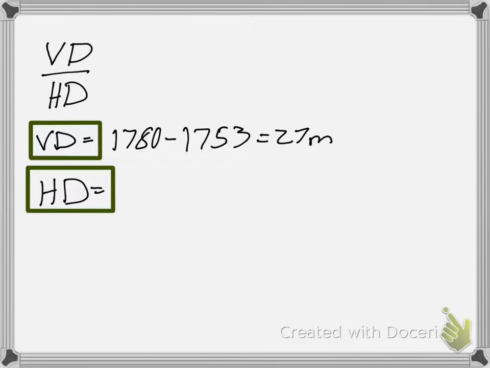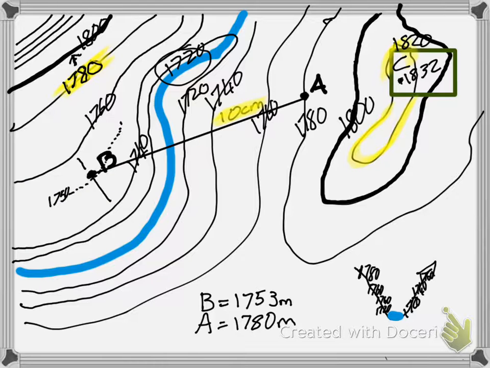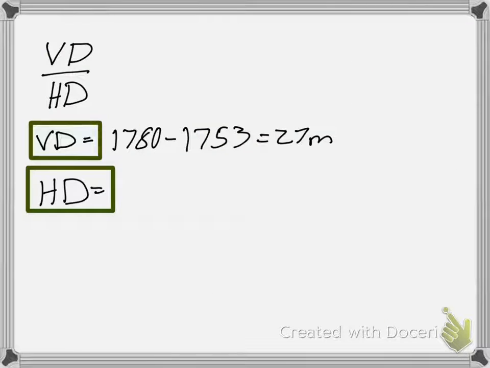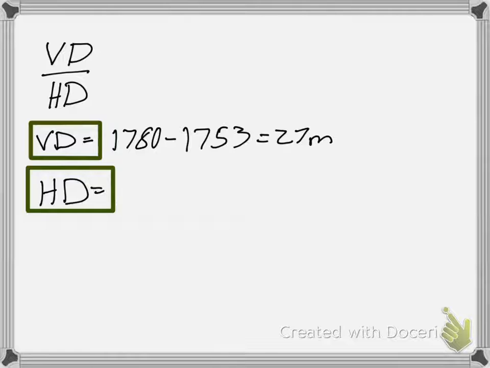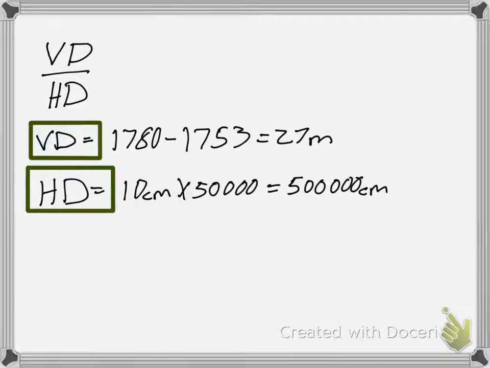Good. The other thing is this would have been a normal topographic map, so scale would have been 1 to 50,000. That's the other important thing. You, of course, need to calculate distance. So let's quickly think about what we need to do. So 10 centimeters. To calculate distance, we need to take 10 centimeters times by a scale of 50,000. And that gives us 500,000 centimeters.